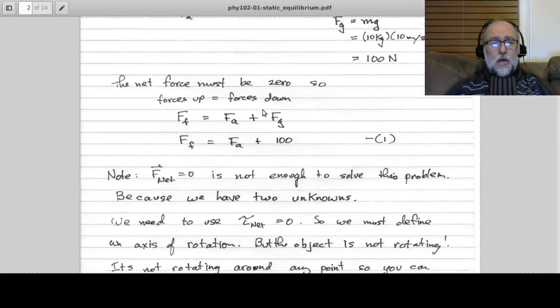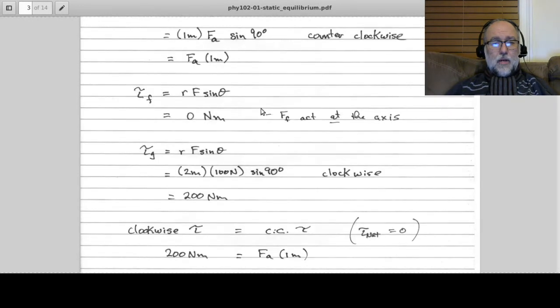So let's take a look at what I did. There's the torque due to the load: r is 2 meters, F is 100 newtons, theta is 90 degrees, and we determined that it was clockwise, so that's going to be 200 newton meters. Great. So now what? The clockwise torques have to equal the counterclockwise torques. Why? Because the net torque has to equal 0.